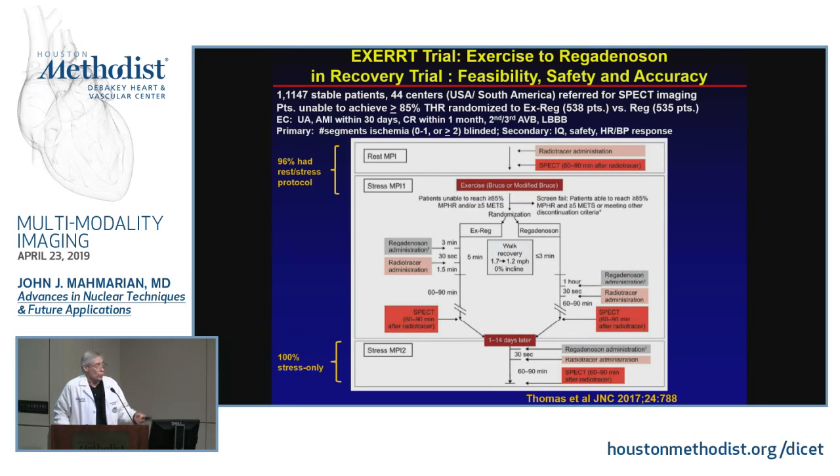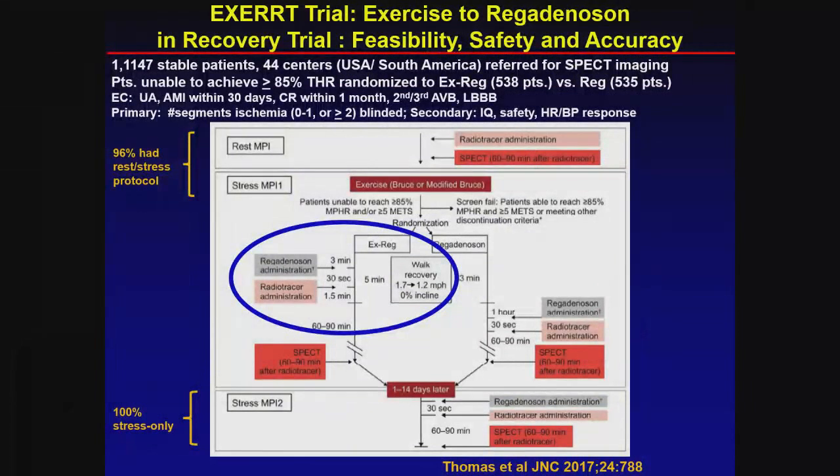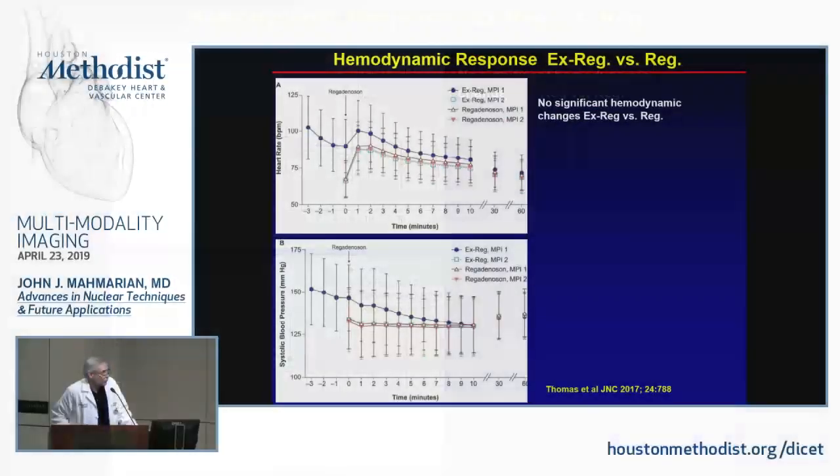This is also another important trial, the EXERRT trial. This was published last year, also looking at whether you could simply take patients who perform submaximal exercise and immediately bring down the treadmill speed, and then 3 minutes later inject regadenoson while the patient was still on the treadmill, and whether that would be safe to do, as compared to waiting an hour until the patient is adequately rested, and then perform regadenoson stress.